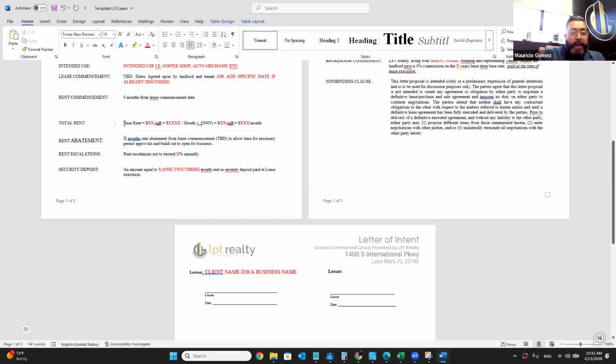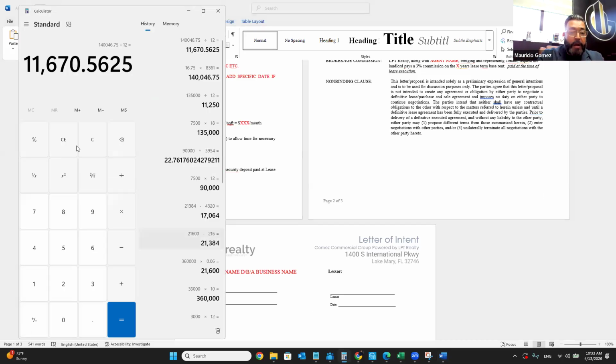Total rent. Whenever I write out the rent, I like to be very specific on what is base rent. Okay. And you all have seen a price per square foot. If you're on Craigslist, you've seen $12 a square foot. You've seen $15 a square foot. Sometimes you see $15 a square foot triple net. Okay. What does that mean? That means that $15 a square foot is your base rent. And we'll go ahead and do a quick math problem here. Can you guys see my calculator?